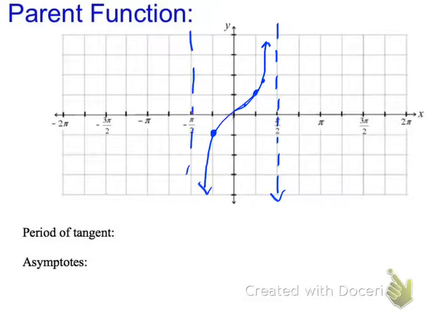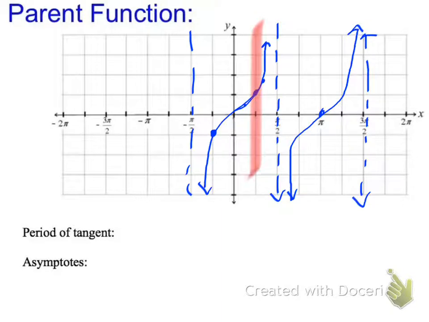Now, if we graph the table, we'd only get the graph to the right, the one that's in this section here. But if we work to the left and look at some negative angles, we see that we get this wave. So what we should have noticed from that investigation is that the period was pi.